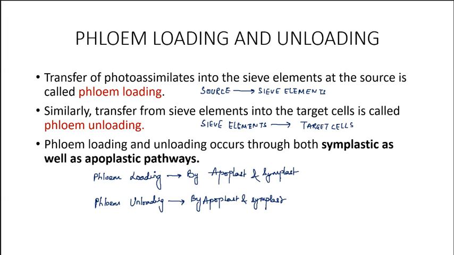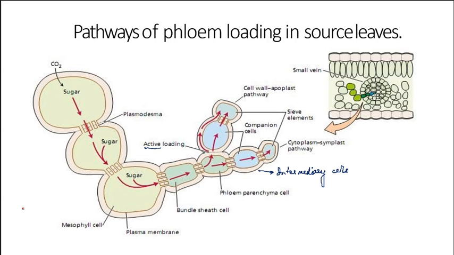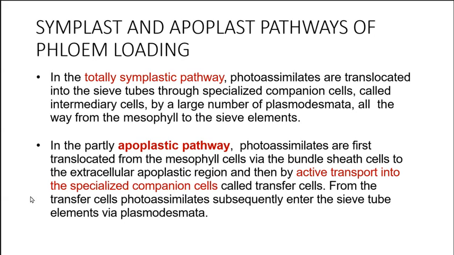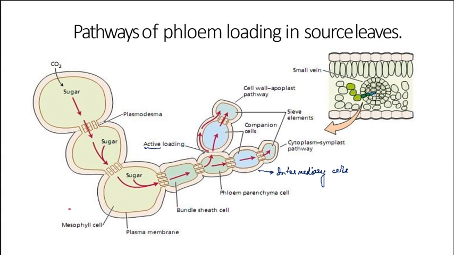Now look at this picture. These first few cells are mesophyll cells. The carbon dioxide is fixed and the sugar is produced, which through plasmodesmata will enter into the bundle sheath cells. So what is the pathway we will write? From mesophyll cell to bundle sheath cell. After the bundle sheath cell, they enter into the phloem parenchyma. First we are looking at this part.